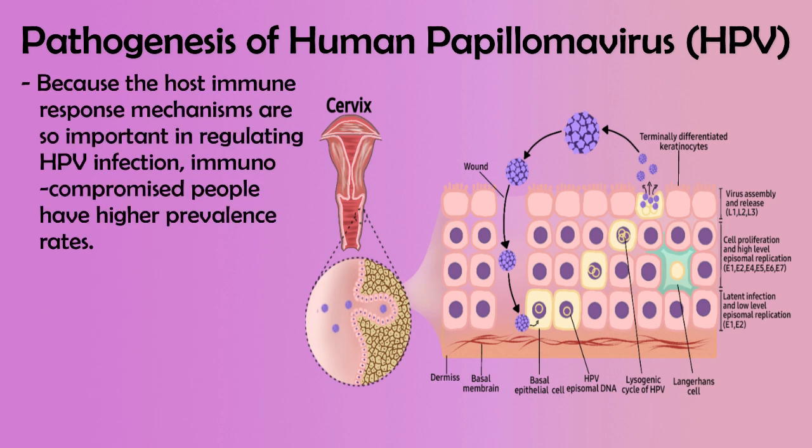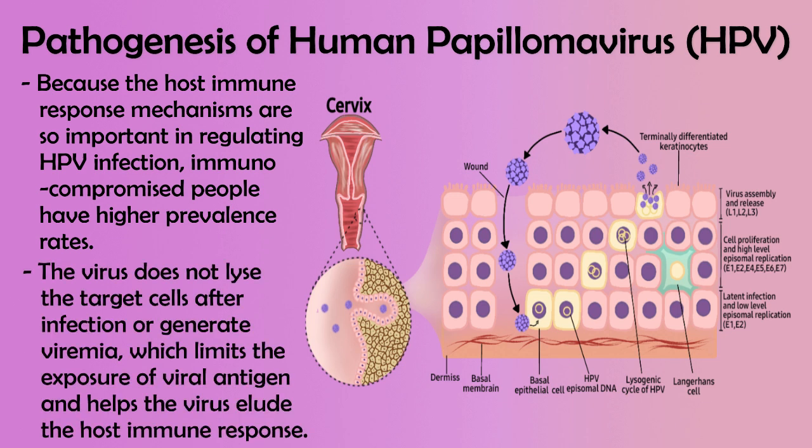Because the host immune response mechanisms are so important in regulating HPV infection, an immunocompromised person has higher prevalence rates. The virus does not lyse the target cells after infection or generate viremia, which limits the exposure of viral antigen and helps the virus elude the host immune response.